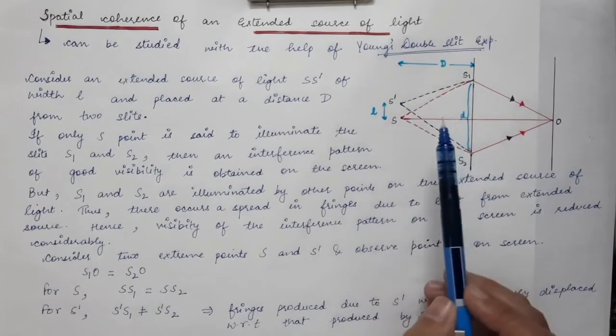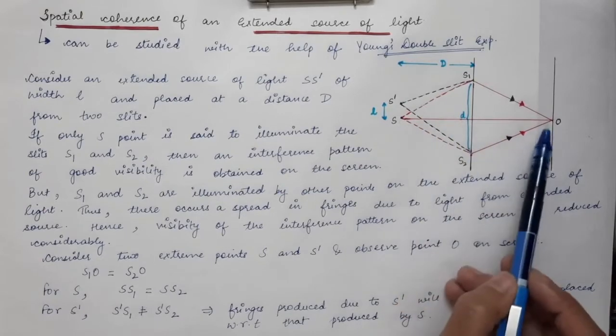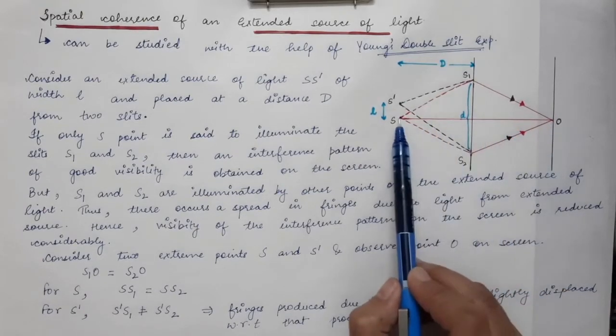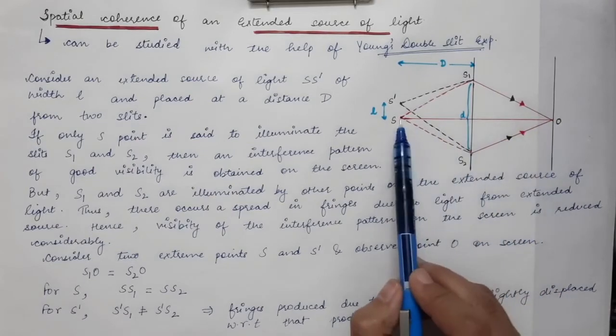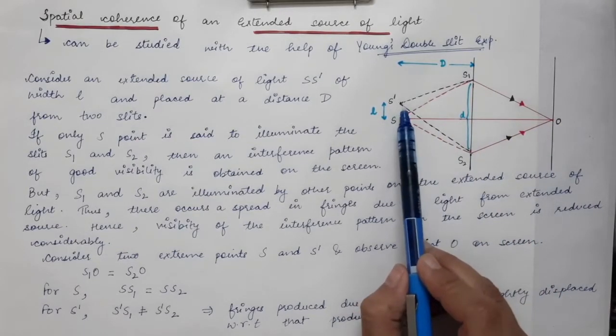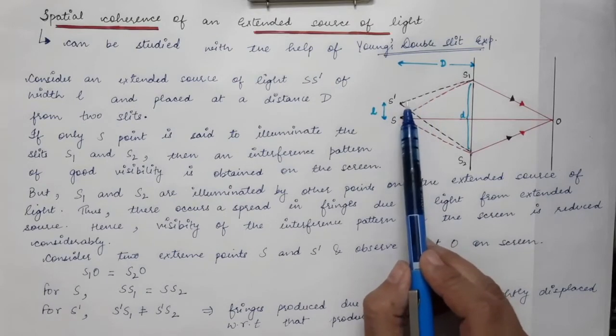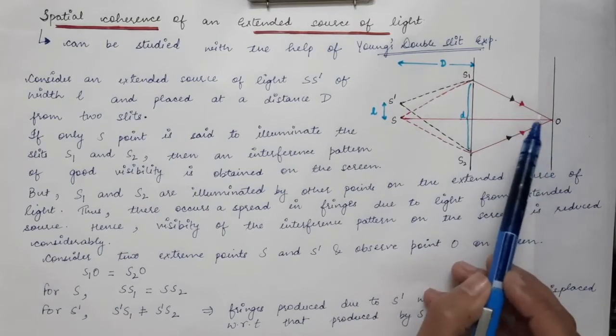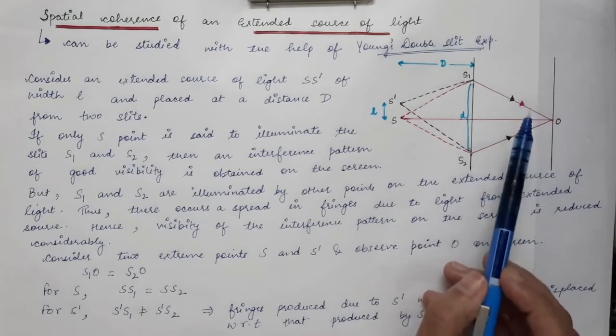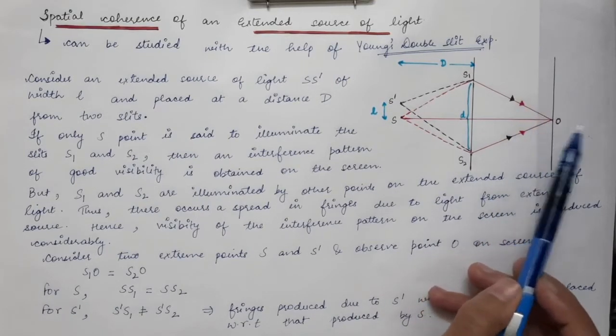But there is no path difference between the light rays which are reaching O point from the point source S. So there will be a bright fringe due to the point source S. But for S prime, the path difference of the light rays will decide whether at O point we will have a bright fringe or a dark fringe. So according to the path difference, there will be a bright or dark fringe.